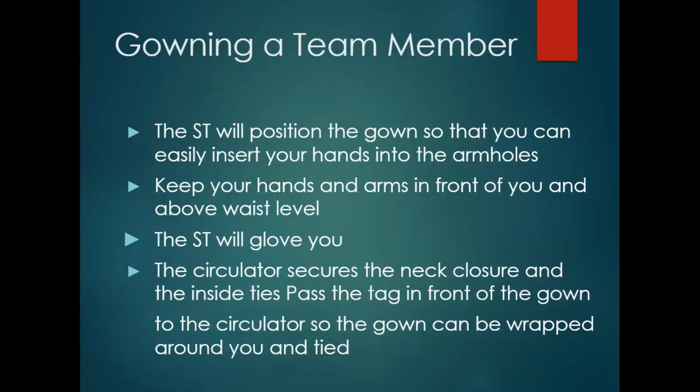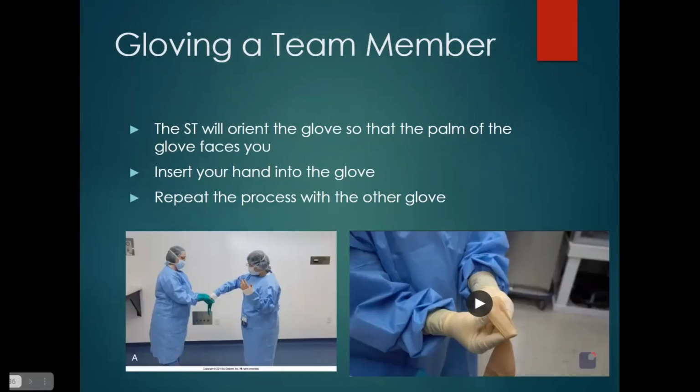The surgical technician will glove you also. The circulator secures the neck behind you, and then once you are gloved, we'll show you in the next slide how to properly turn the tag with a circulator. So the surgical technician will orient the glove so that the palm of the glove faces you. A good rule of thumb is that the thumb of the glove is facing you, and that's how you know which hand to put in. Insert your hand into the glove and repeat the process.